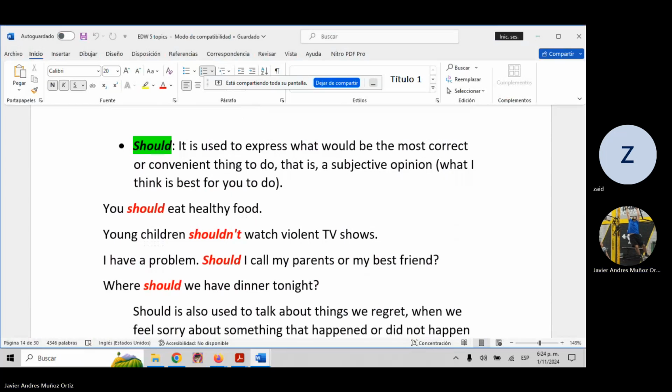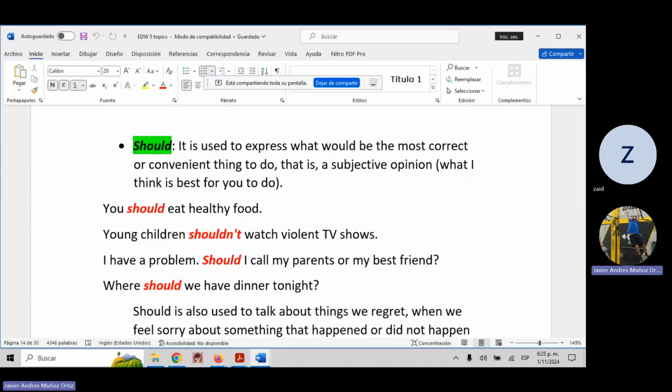For example, you should eat healthy food. Why? I don't know, because everybody says that. But do you have experience, knowledge, data, reasons to know why? No, it's just an opinion. It's my point of view. So if it's correct or not correct, if it's coherent or not, I don't know because I'm talking from my point of view. Maybe I know a lot, that's good. Maybe not, and that's okay too. So we don't know.